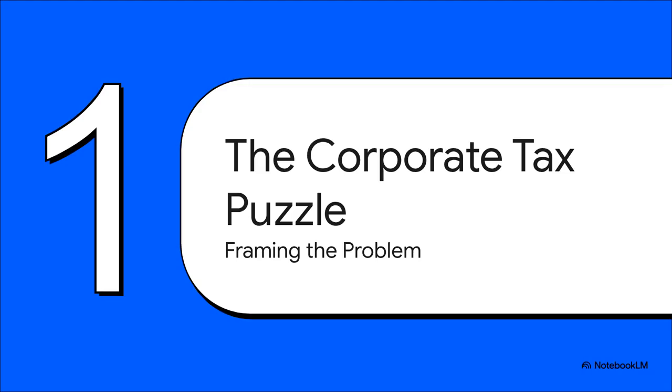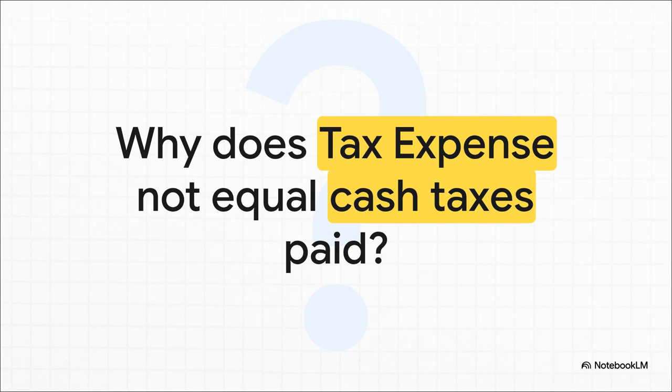All right, first up, let's really frame the core problem we're trying to solve here, because at the heart of all this tax accounting stuff is one big question that can trip up just about anyone. And here it is, the big one. Why doesn't the tax expense you see on a profit and loss statement match the actual cold hard cash a company pays in taxes? This one question, you guys, is the key to unlocking this entire topic.